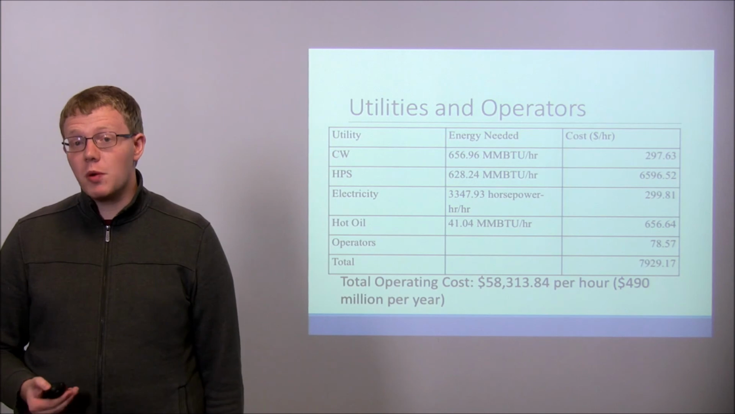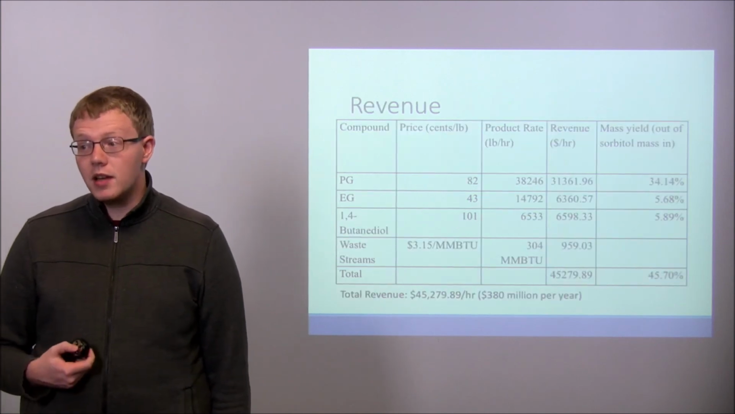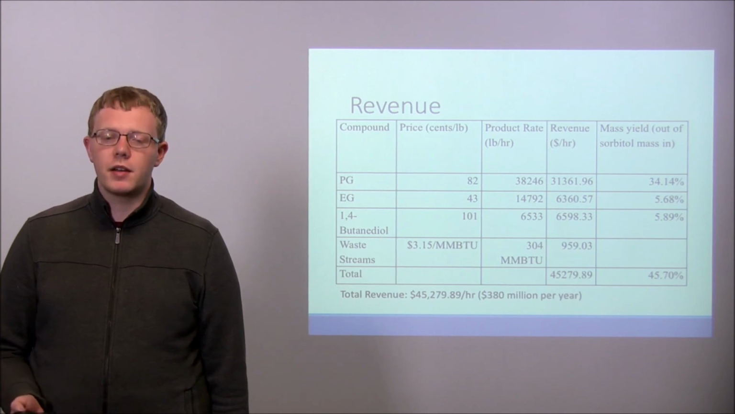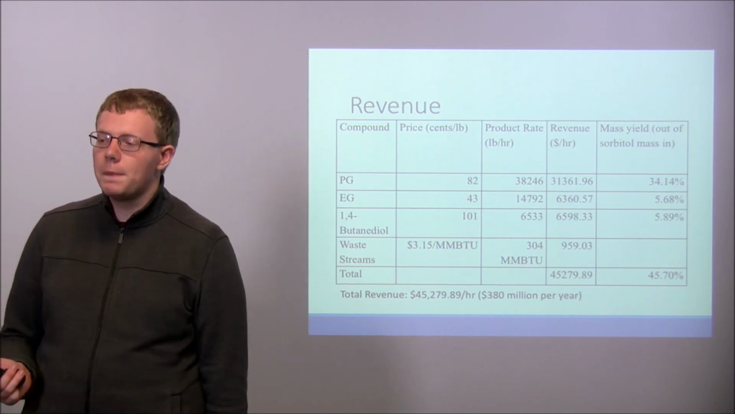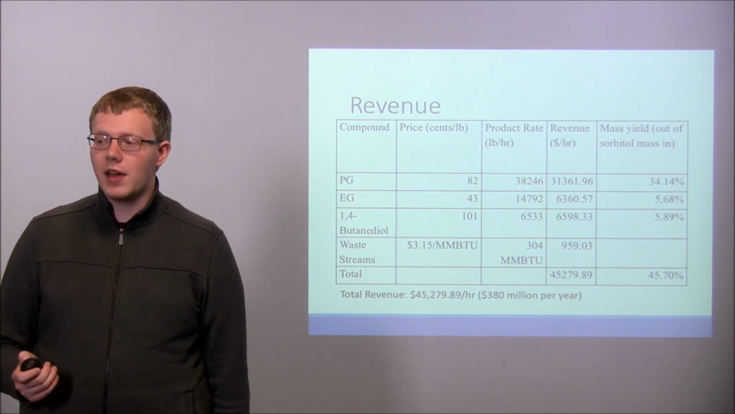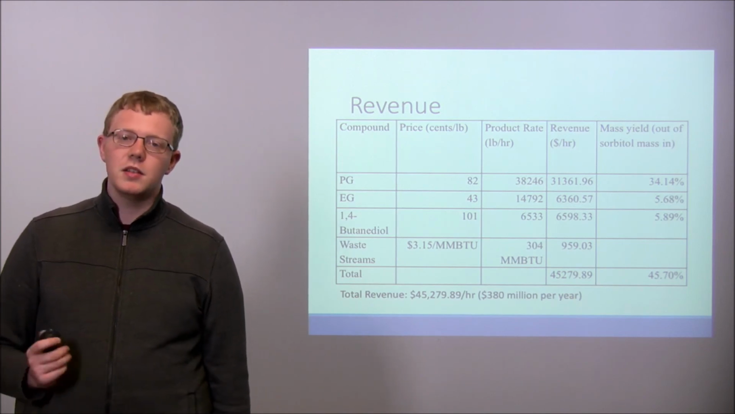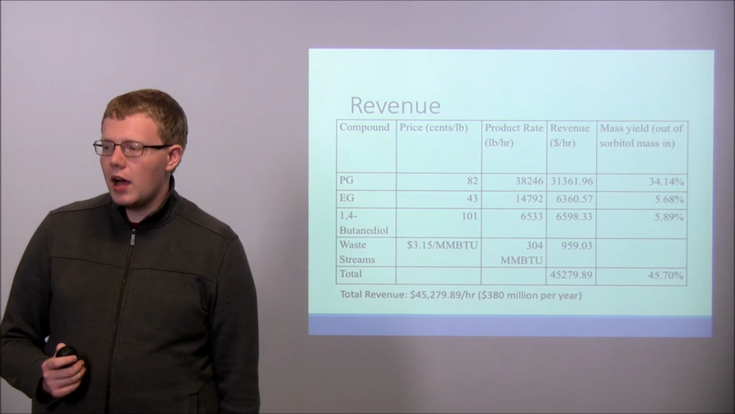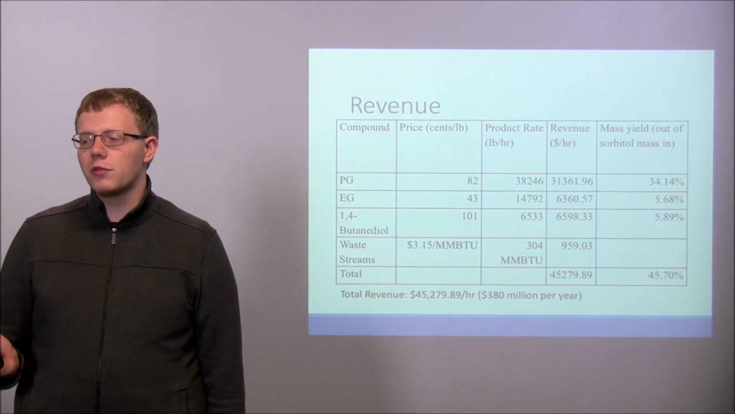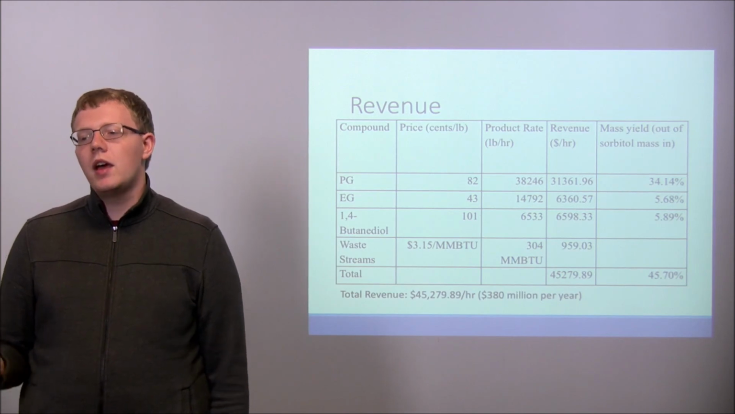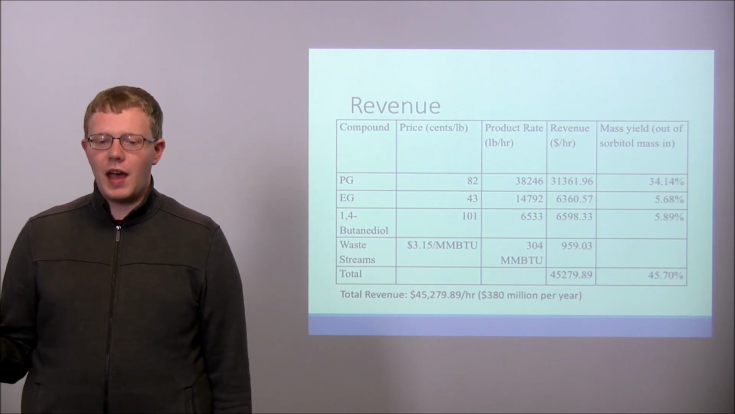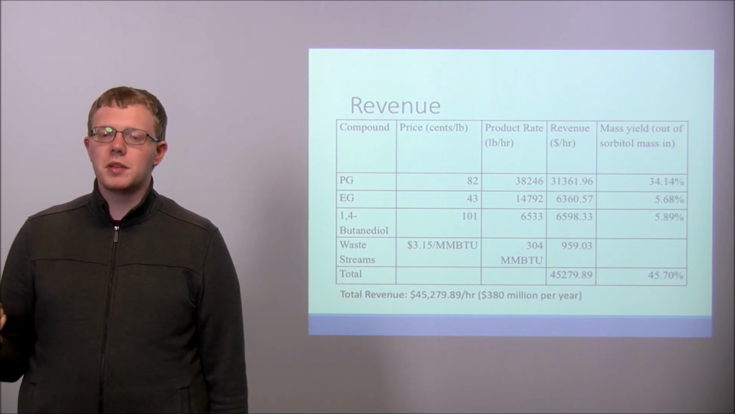In terms of what we're actually making by running the plant, we have our three primary products being propylene glycol, ethylene glycol, and 1,4-butane-diol. Propylene glycol is our main product. We're making by far the most of that, and it sells for a pretty good price at 82 cents per pound. And we have a yield in that of 34.14%.